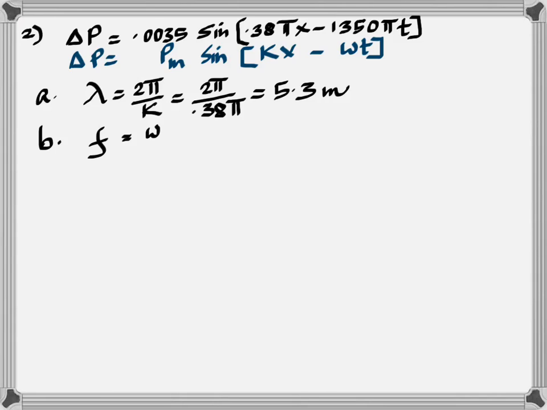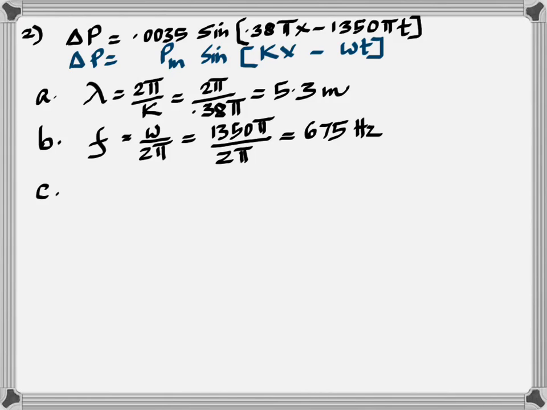All right, so you have to look at the given equation, look at the general equation for pressure changes, match them up, and you get lambda, because lambda is 2 pi by k. Second one, frequency is omega by 2 pi. Omega by 2 pi. So now you know omega is 1350 pi. So you get 675 hertz.